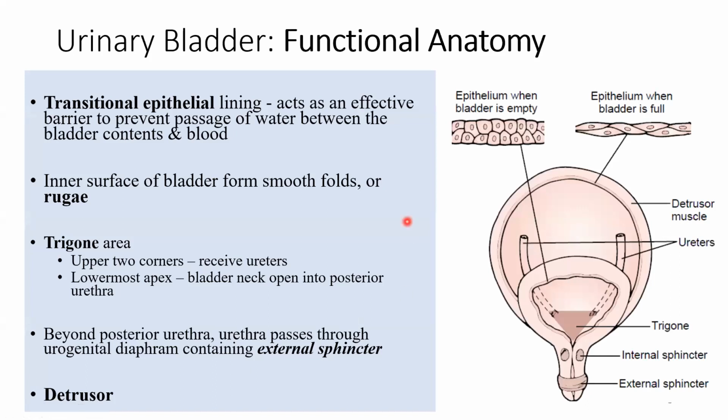So this is not an exhaustive description of the anatomy of urinary bladder. It's in fact just enough information to give you an idea of what the bladder is like. So we call it functional anatomy. And as you can see, this is a very simplified diagram. You will get much more detail in your anatomy classes.